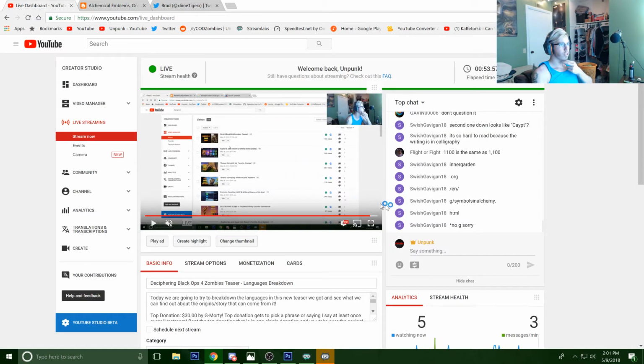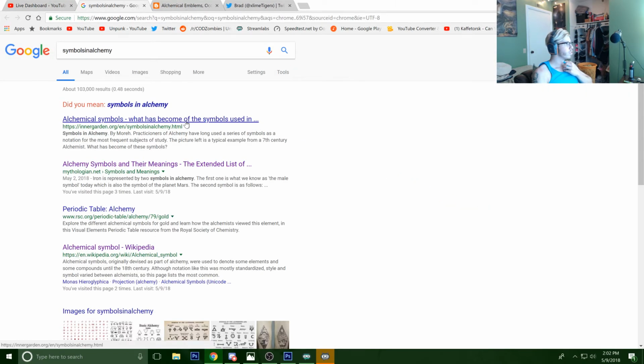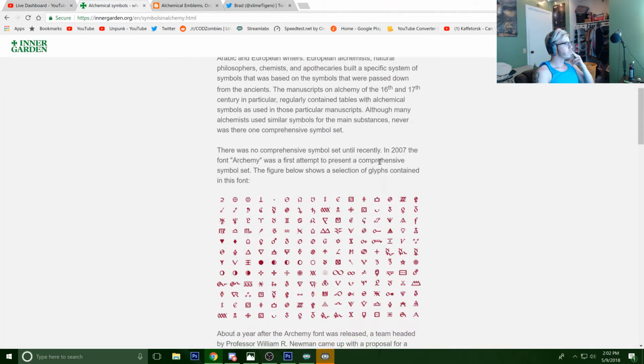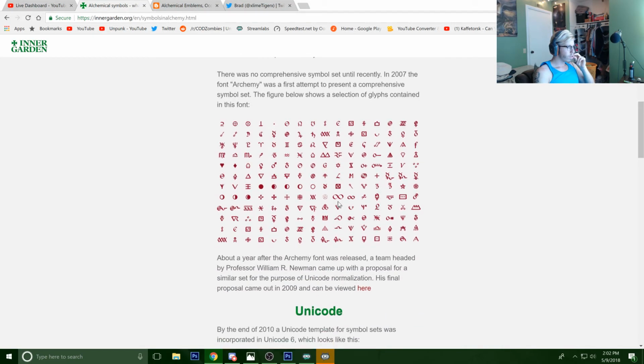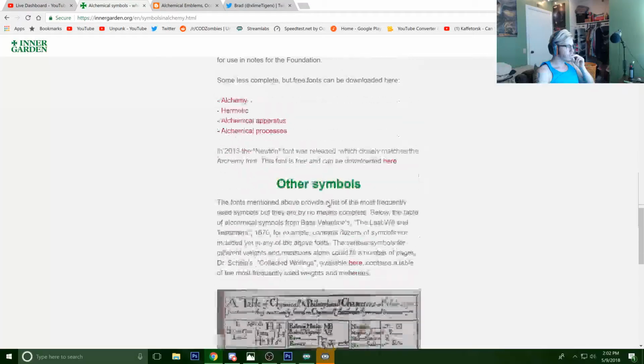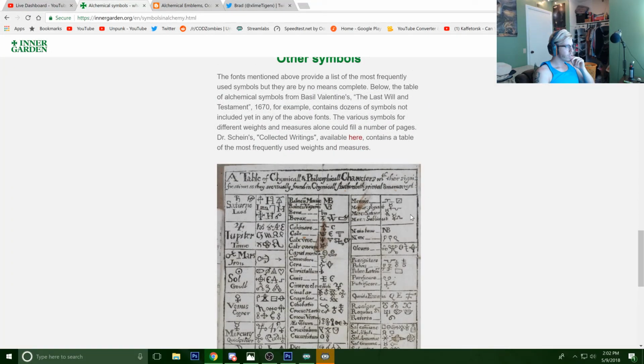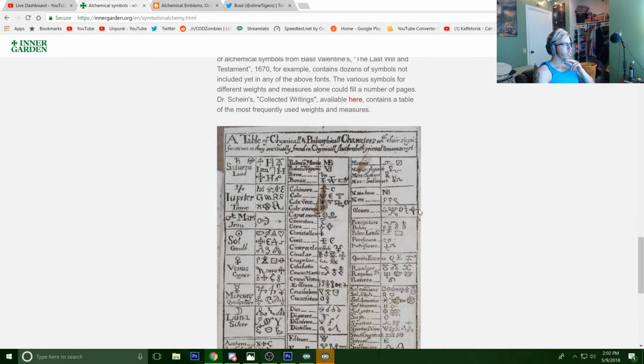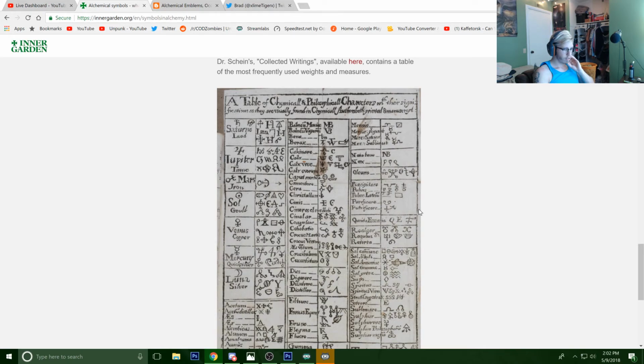Let's see if I could just click on that. Which one is it? Symbol, anarchy. Well, there's a lot of symbols. Wow, this is messed up. Whoa. What language is this in? Because I don't know what any of that means.